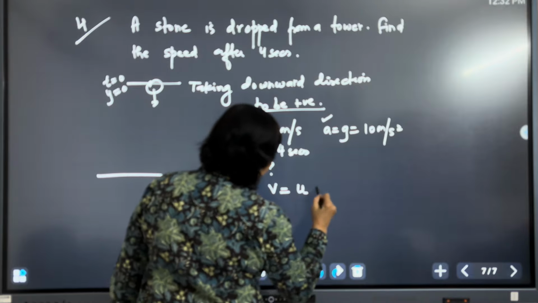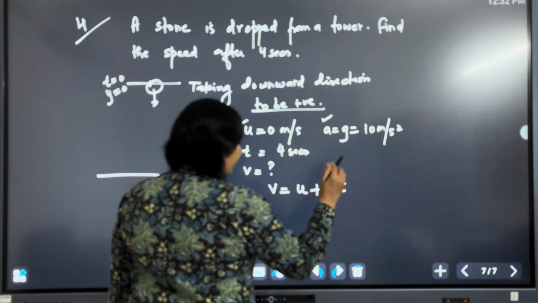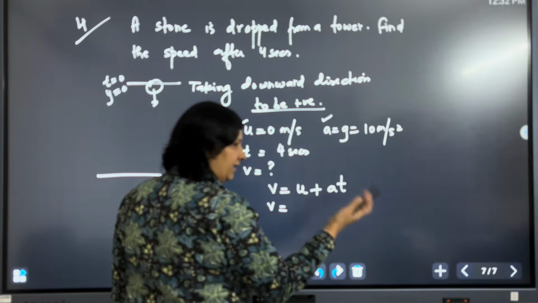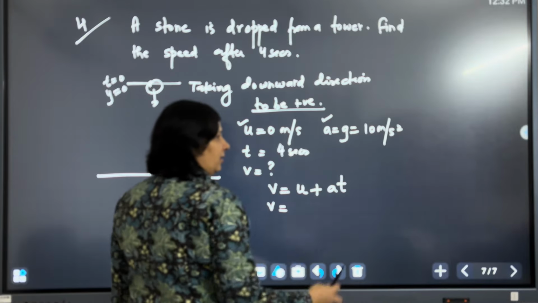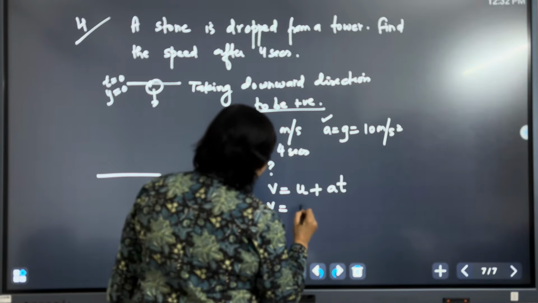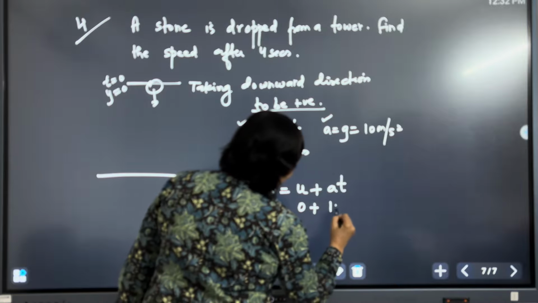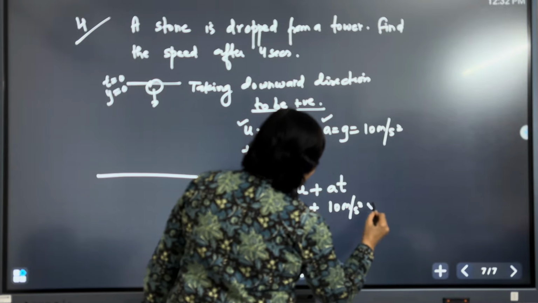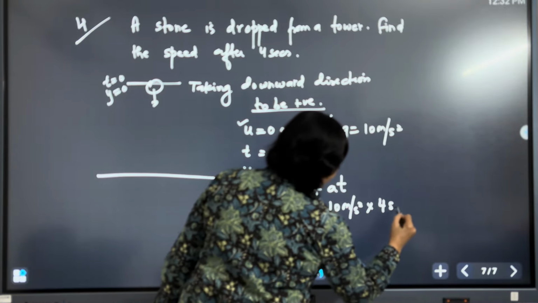v is equal to u plus at. Now final velocity will increase, right? Because the earth is pulling the ball. 0 plus 10 meter per second square into 4 seconds.